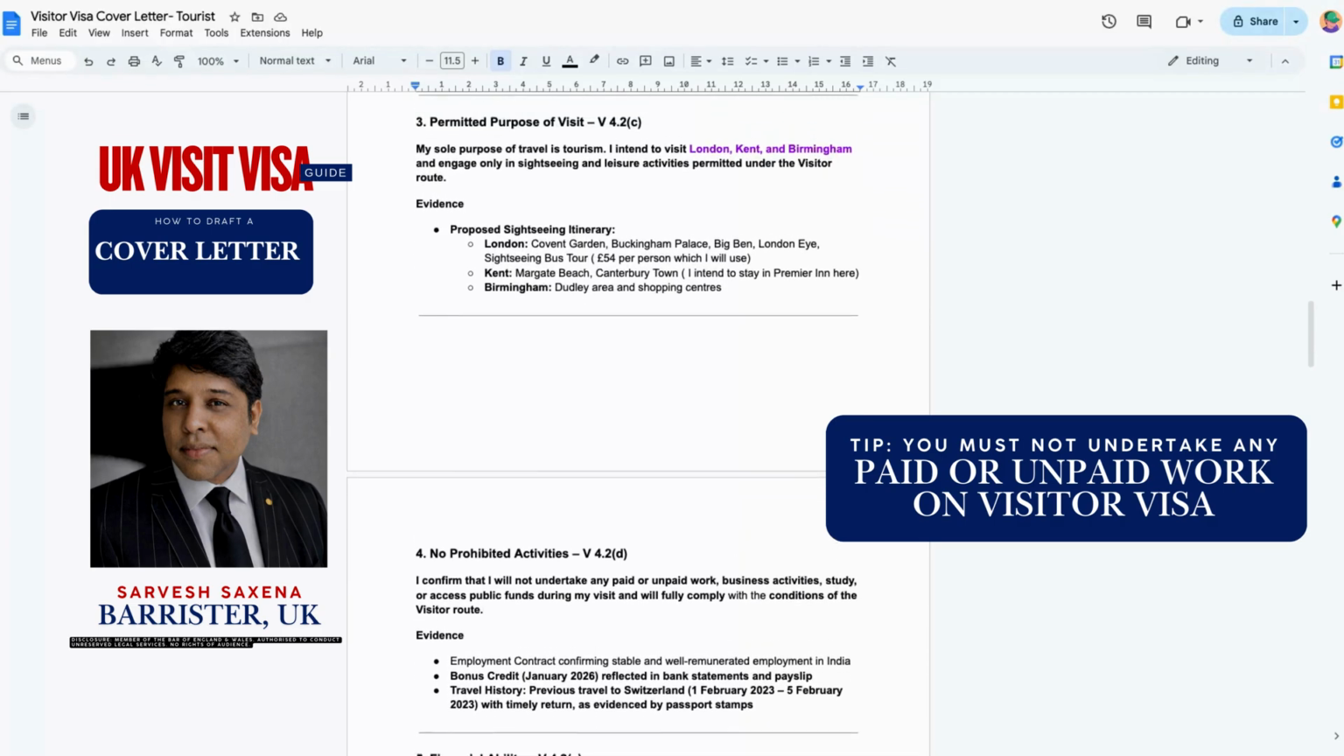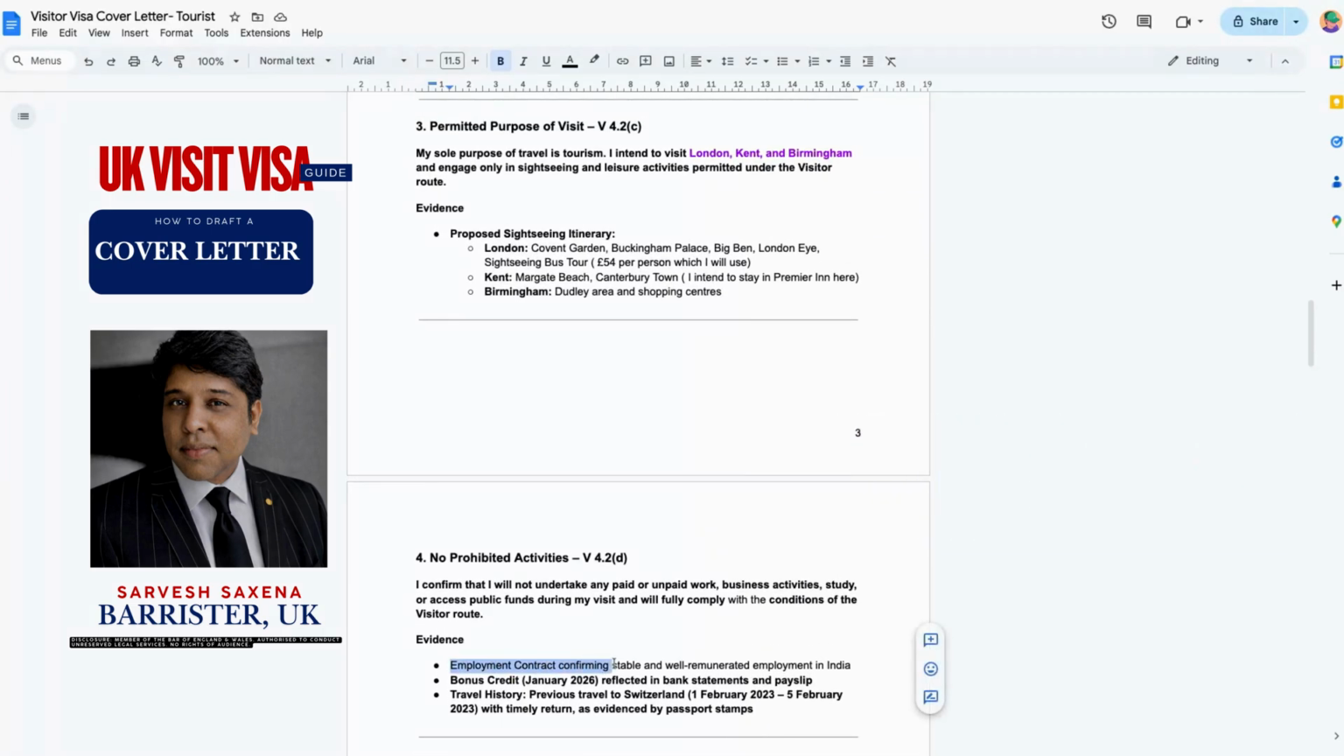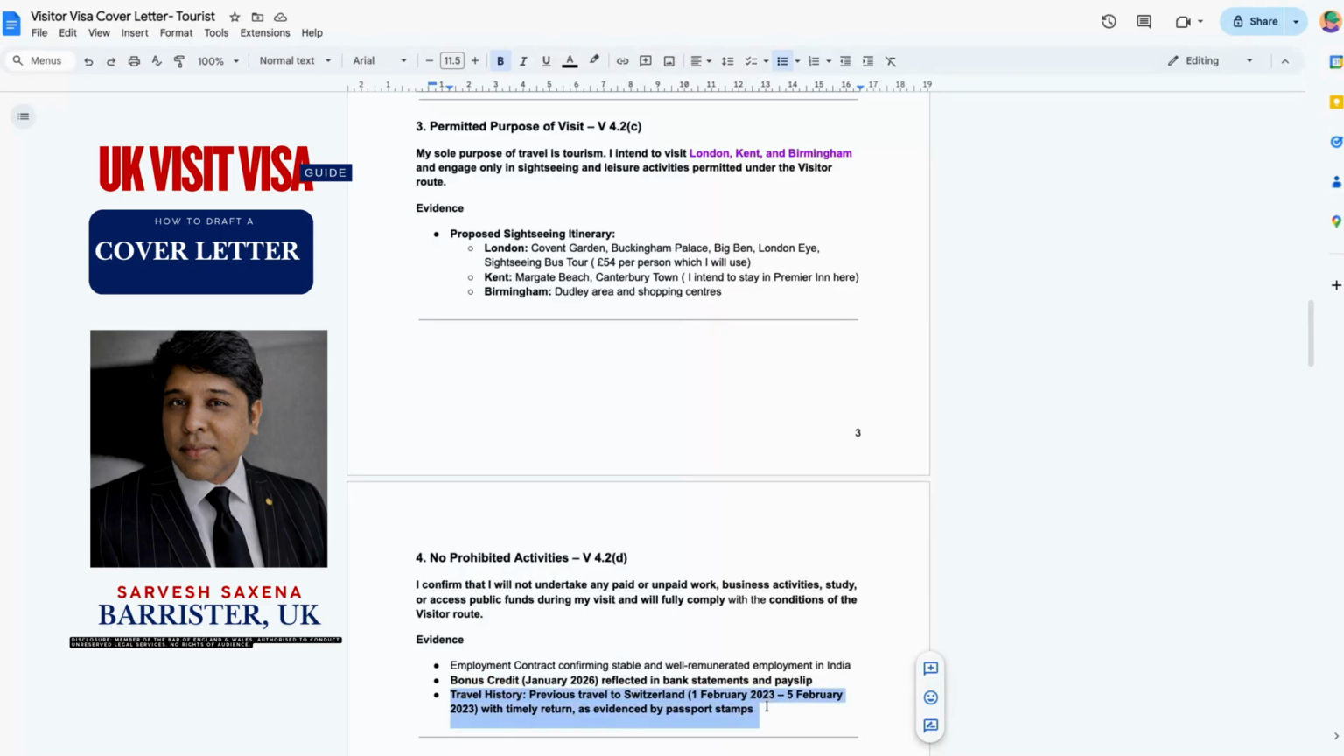Now, what evidence proves that? You say, I have an employment contract confirming stable and well remunerated employment in India. She already earns a very handsome salary. She gets a bonus, which is reflected in bank statements and pay slips. And she's previously traveled to Switzerland for, say, 4 days, and she returned back on time. Now, this is an excellent way.